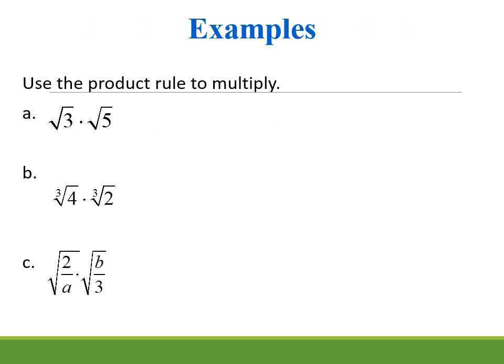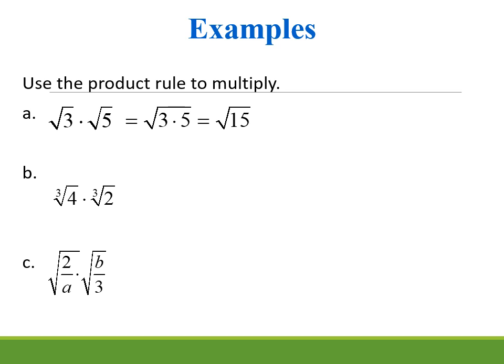Pretty straightforward. So if we look here, we have the square root of 3 times the square root of 5. So again, the roots are the same. I check and make sure my roots are the same, and they are. So that's good to go. So I'm going to convert it into 3 times 5, which makes the square root of 15.